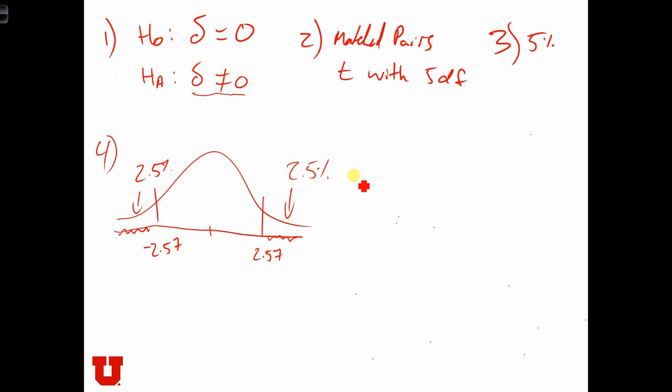In other words, we can make the following rule. We can say if the absolute t-statistic is greater than 2.57, then reject. Otherwise, we'll accept. Absolute t means whatever the number of t is, we take the positive value of that number. So if t is positive and more than 2.57, then absolute t is greater than 2.57, and we're going to reject. If t is negative, say minus 3, absolute t will be positive 3, which is more than 2.57, so we reject. This is what we can call our rejection rule.